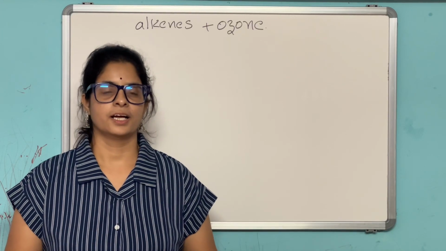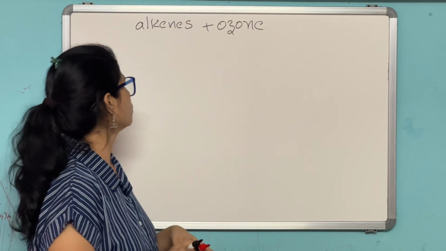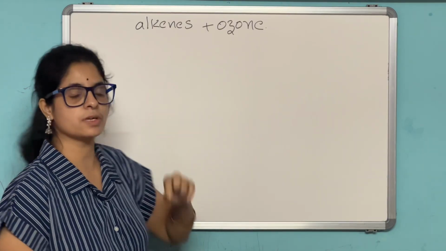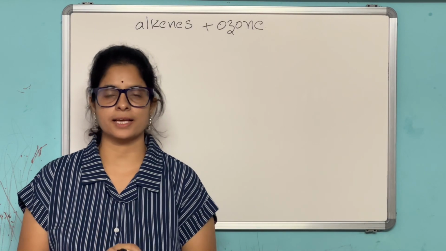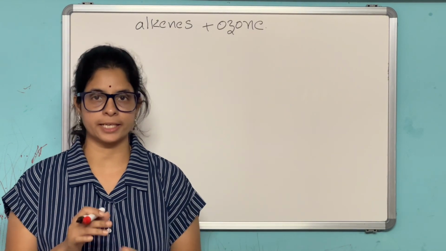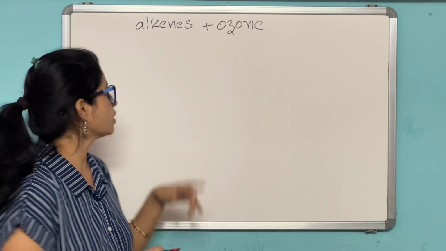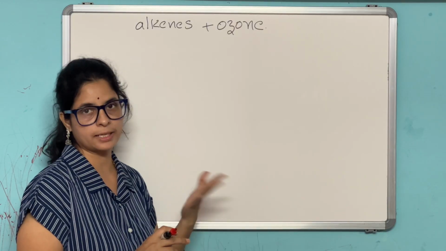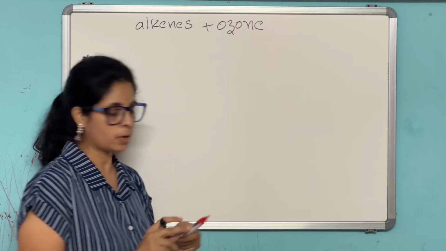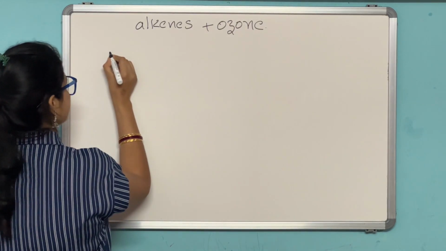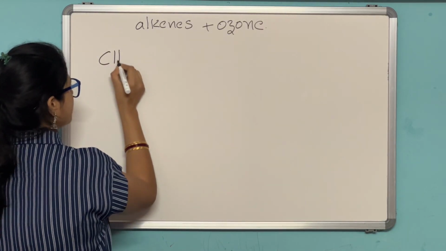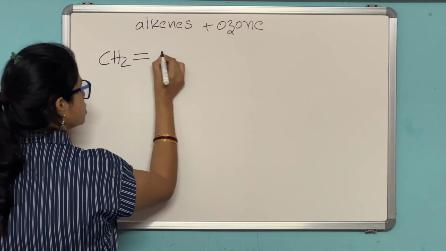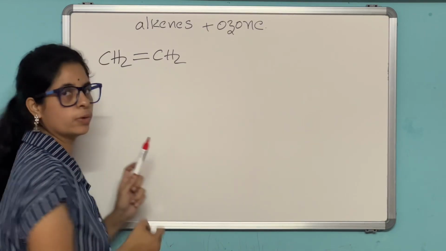Hi all. So today we are going to discuss the ozonolysis of alkenes. In the last class we discussed the oxidative cleavage of alkenes, no? So in this session we will discuss what happens when alkenes are treated with ozone. Let us take a simple alkene like CH2=CH2, ethylene.